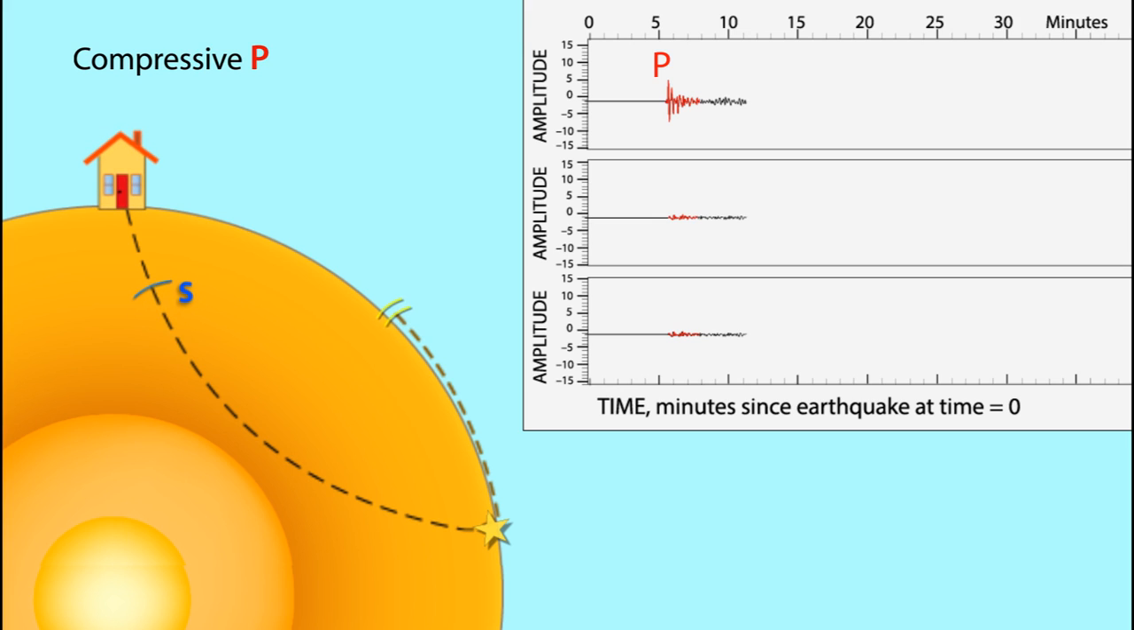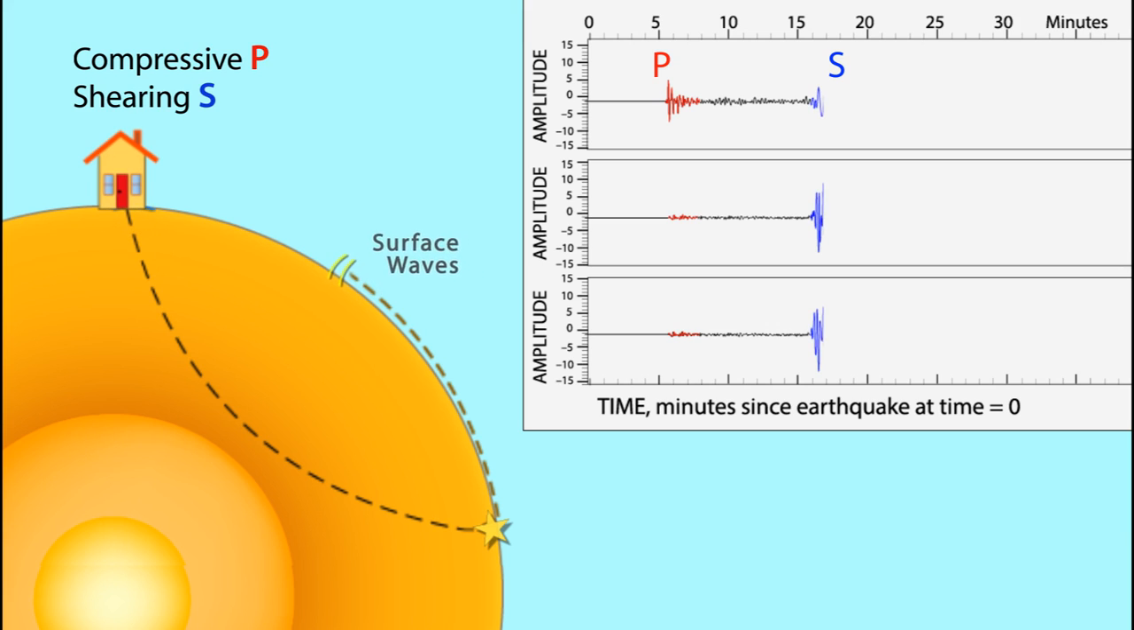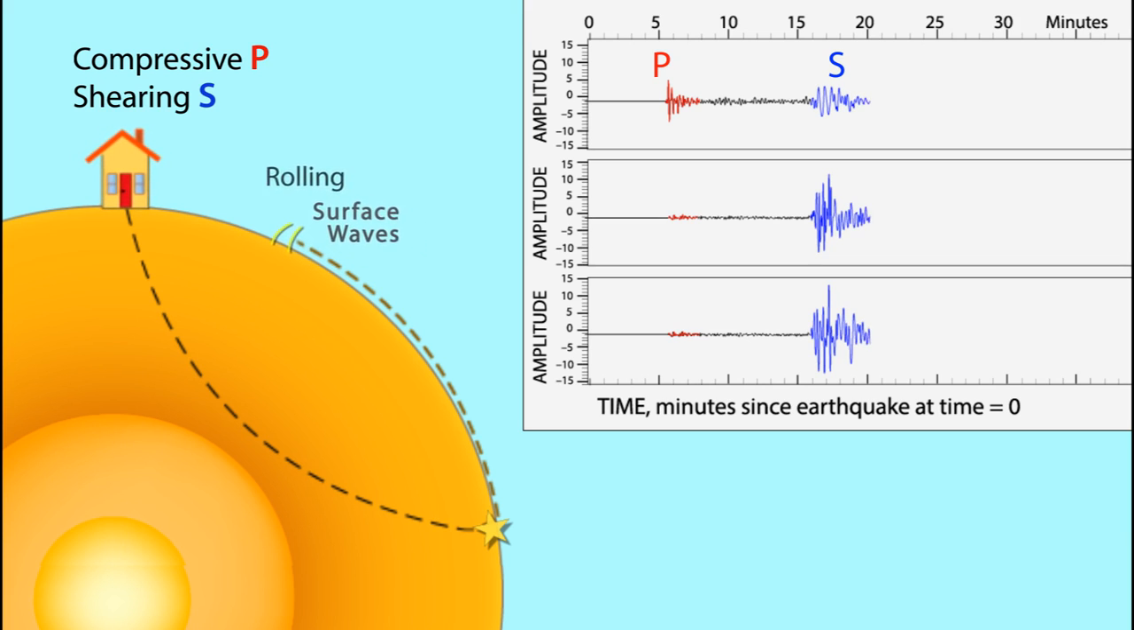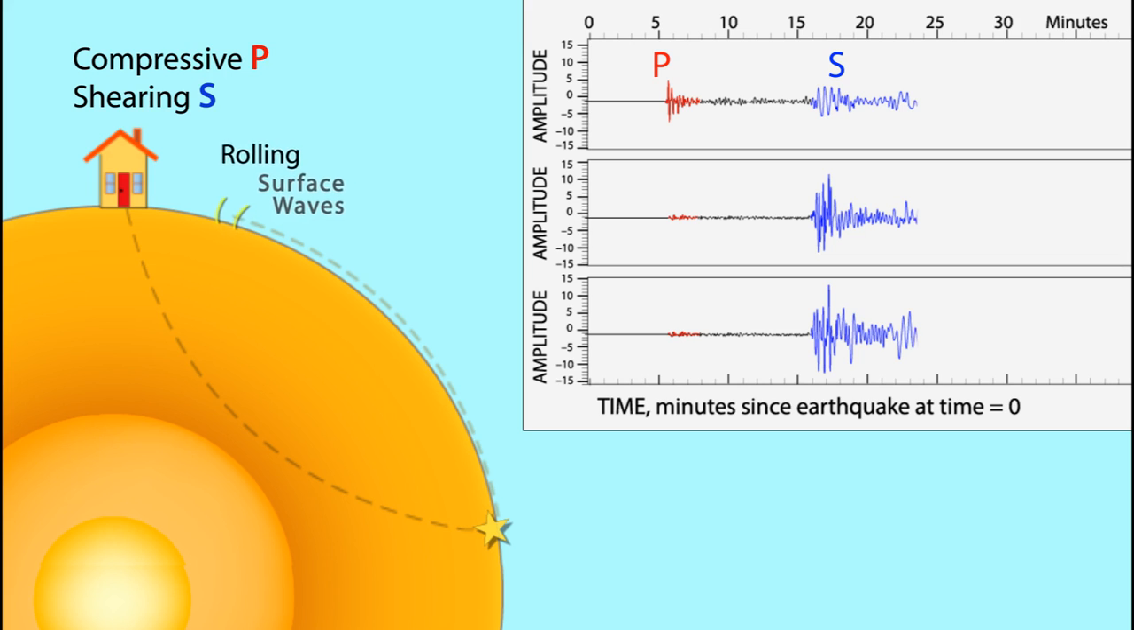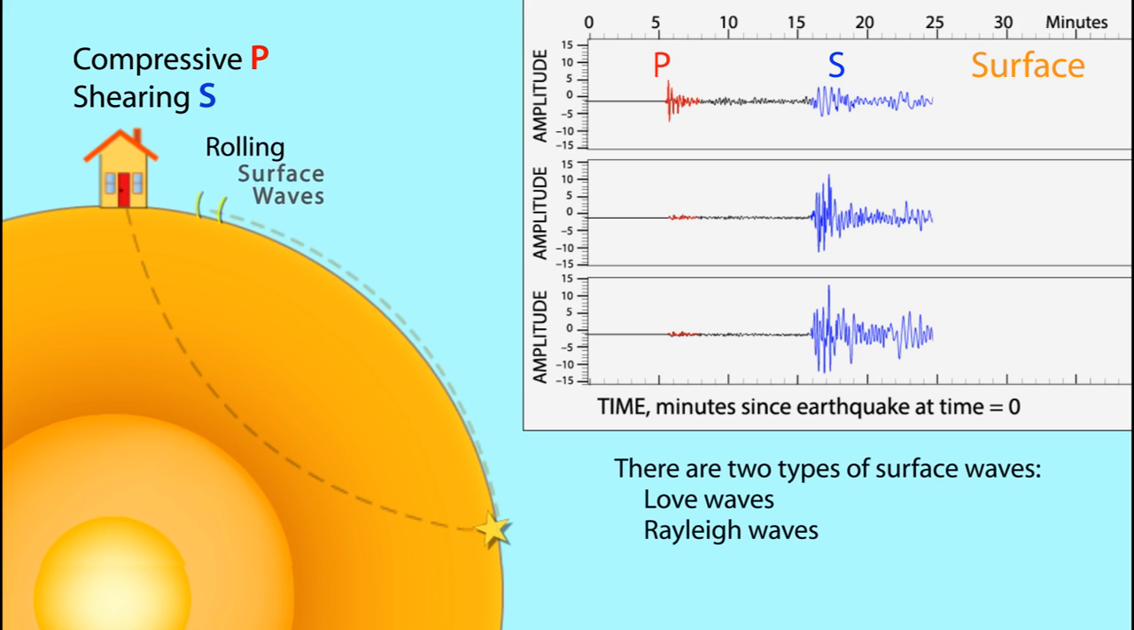S waves move more slowly and are more destructive since they advance with a shearing or back-and-forth motion. Because S waves arrive later than P waves, they're usually seen on a seismogram as a second pulse. S waves cause deformation perpendicular to the direction of wave travel, which is primarily horizontal or back-and-forth motion, with less energy recorded on the vertical or up-and-down component.